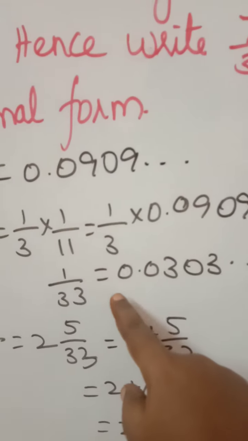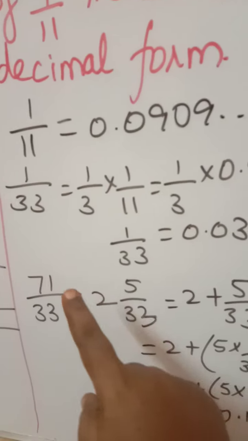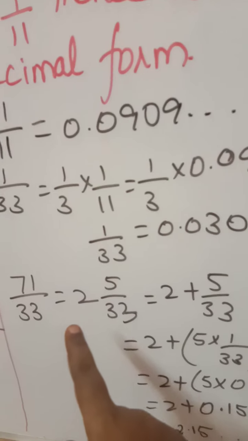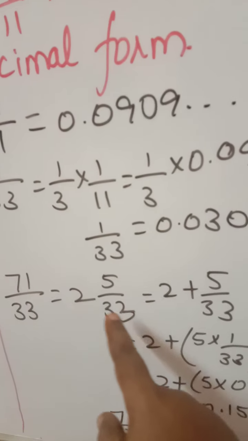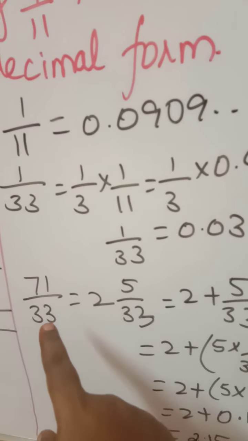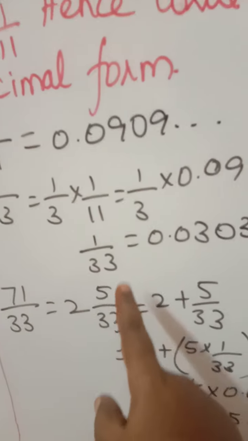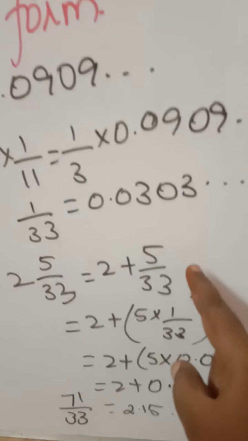So this is the value of 1 by 33. Next it's 71 by 33. Write it in mixed fraction: 2 5 by 33. 2 33s are 66, remainder 5 in 71. So 2 5 by 33, we can write as 2 plus 5 by 33.